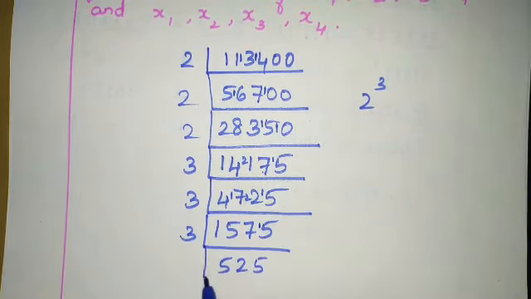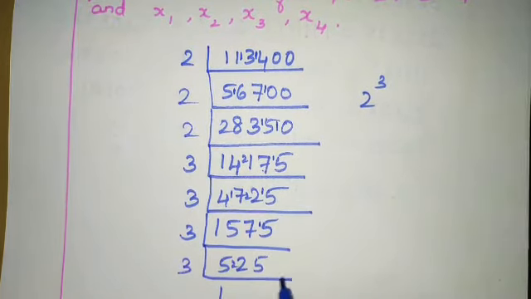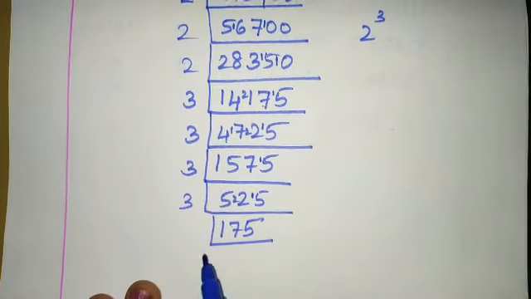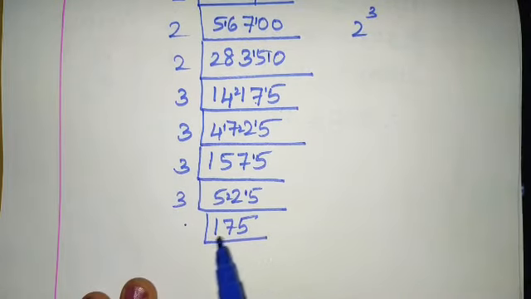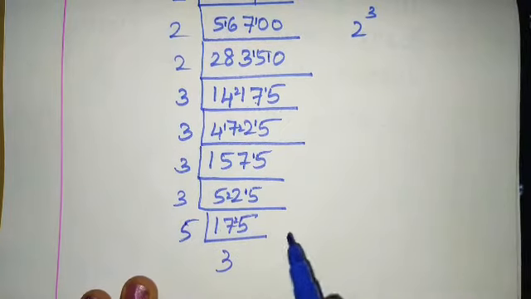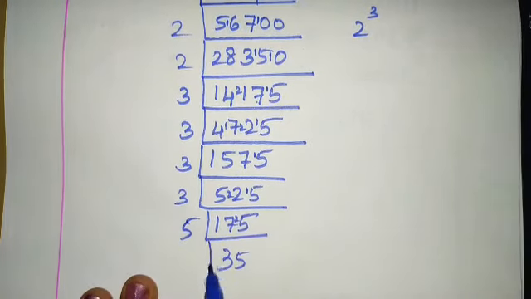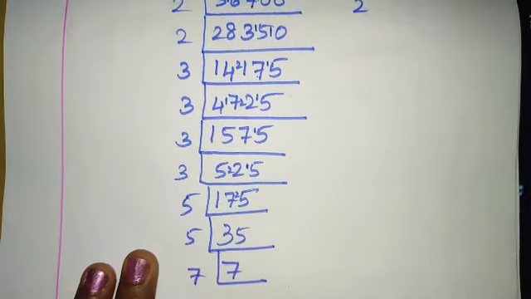Okay, then again with 3 I'll do 3 1s are 3. Remainder 2 I'll shift here. 3 7s are 21. So remainder 1 I'll shift here. Then 3 5s are 15. Okay, next, with 3 it's not possible. We'll take 5. So 5 3s are 15. 2 I'll shift here, which becomes 5 5s are 25. Got it? So next, 5 7s are 35, then 7 1s are 7.